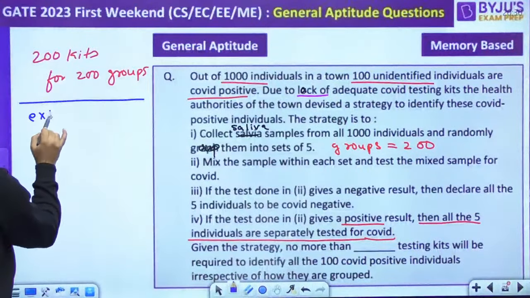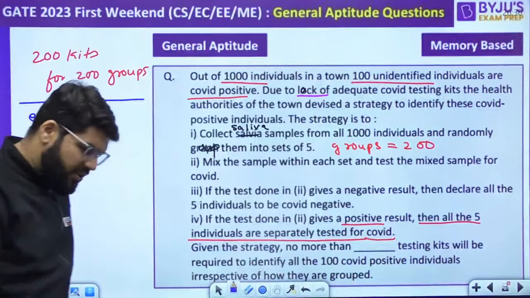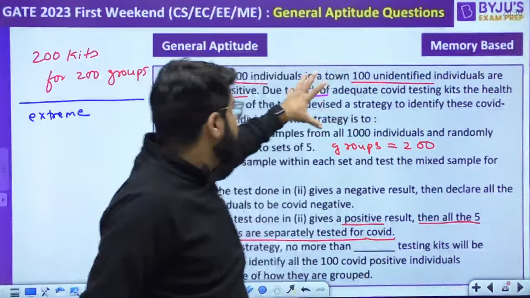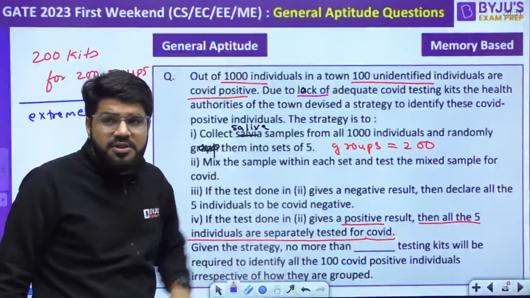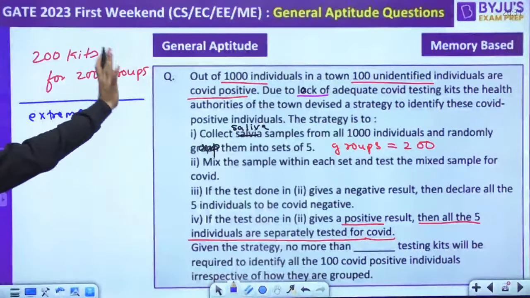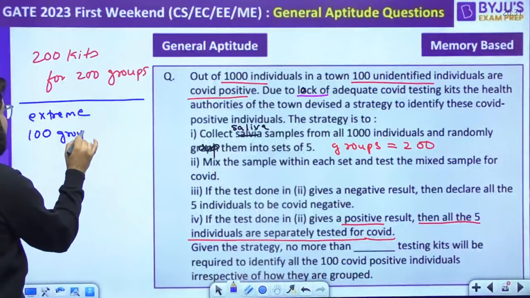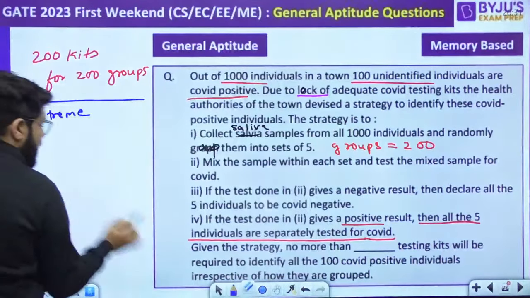What is the extreme case that you can expect? That there are 100 unidentified individuals. Now we know 100 positives have to come. So in the extreme case, all 100 are in separate groups, each group containing 1. Let me write it down like this.